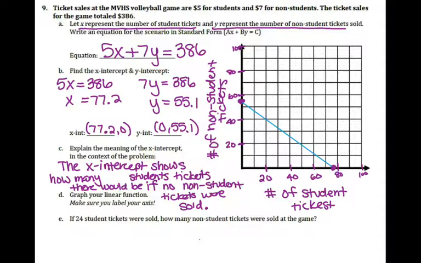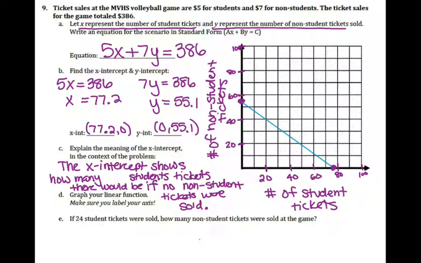The x-intercept tells us the number of student tickets that would have to be sold if there were no non-student tickets. And I just realized that I spelled tickets wrong. Oh my god. Tickets. There we go. Okay. If 24 student tickets were sold, how many non-student tickets were sold at the game?